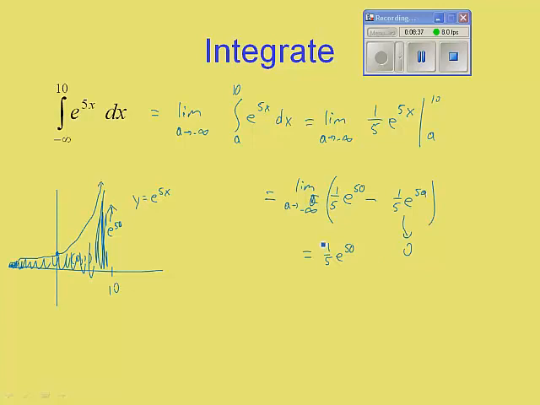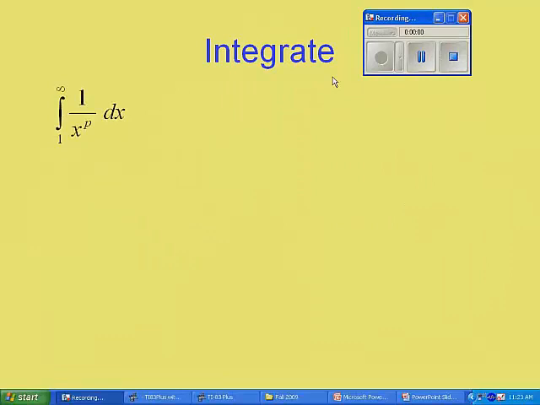So the answer is, that's how much area is under the curve: 1/5 e to the 50th. But it's finite, right? It's enormous, but it's finite. Sometimes that's all you care about: is the integral finite? Okay.